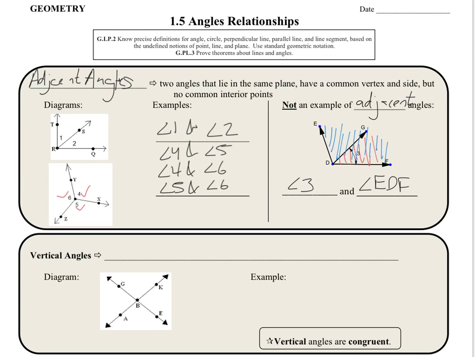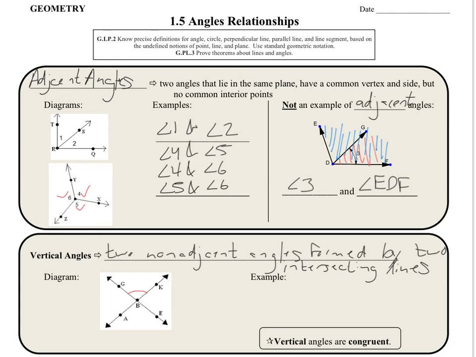Now the next portion we are going to go on to are vertical angles, which can simply be defined as two non-adjacent angles formed by two intersecting lines. Again, that is two non-adjacent angles formed by two intersecting lines. The easiest way to think of vertical angles are angles that are right across from each other.